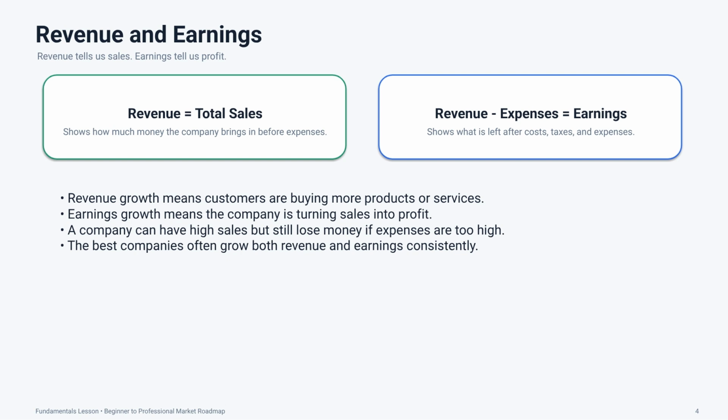A company can have strong revenue but still lose money if expenses are too high. That is why we do not only look at sales. We also want to know if the company can turn those sales into profit. The best companies often grow both revenue and earnings consistently over time. That tells us the business is not only selling more, but also becoming stronger and more profitable.